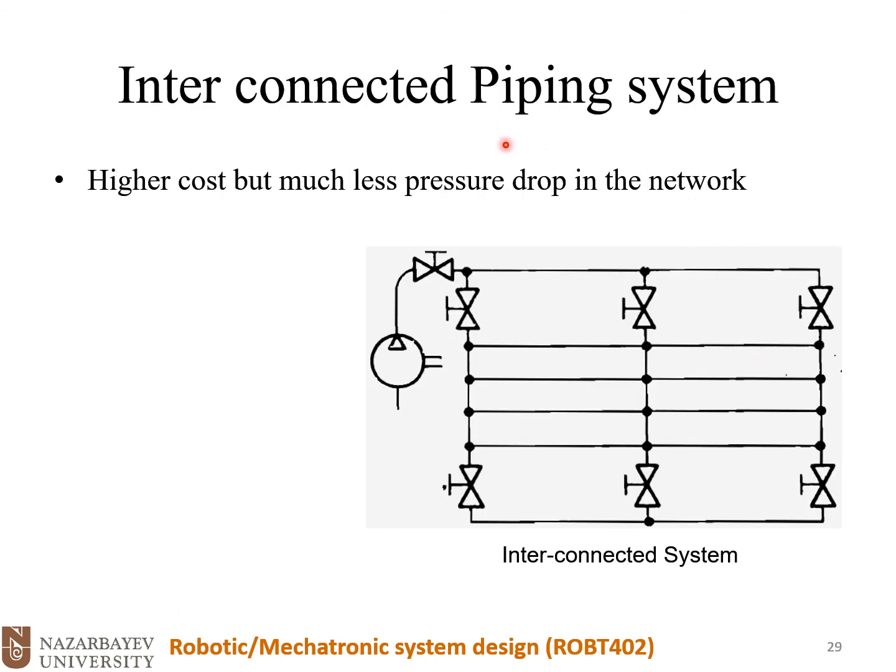Interconnected piping system: higher cost but much less pressure drop in the network. So this is one example of interconnected systems, and we have less drop in the pressure of the system.